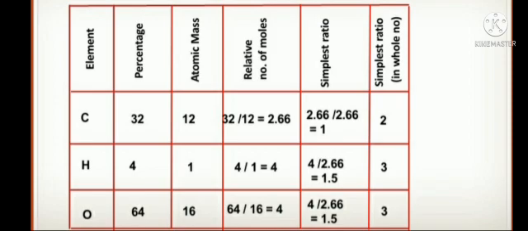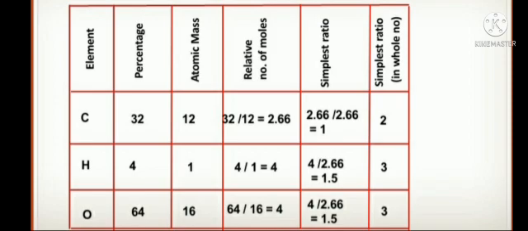In the fifth column, you are having simplest ratio. How will you get the simplest ratio value? In the relative number of moles column, you have to find the smallest number value. Divide the relative number of moles of each element by the smallest number of relative number of moles. Here, in the relative number of moles column, you will be having three values, 2.66, 4 and 4. Among the three values, 2.66 is the smallest number value.